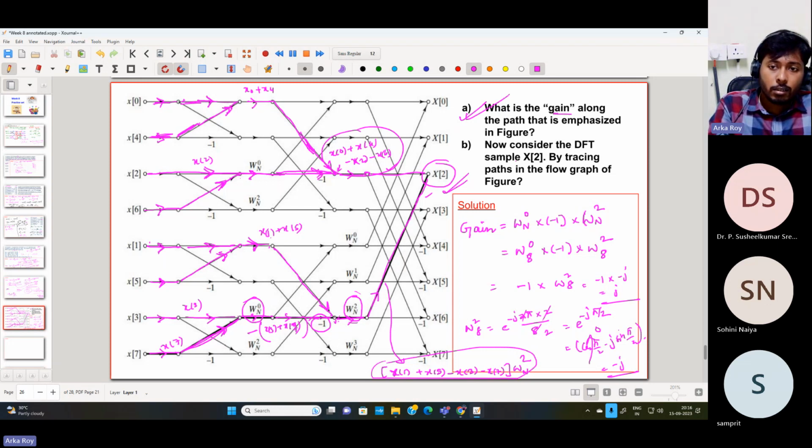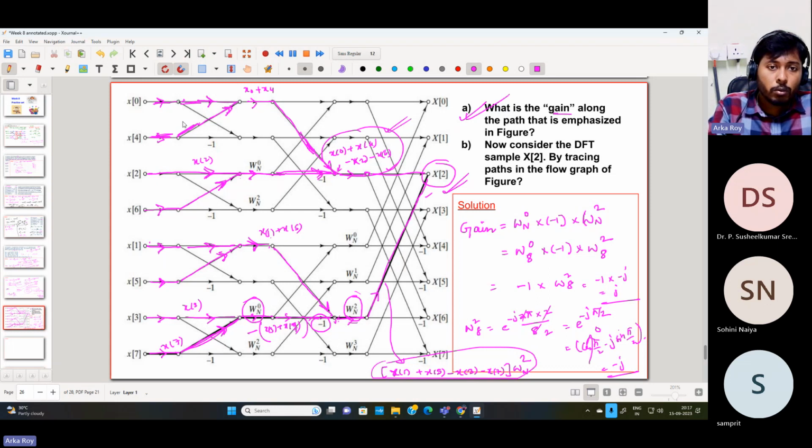Because it will be very difficult to draw the same structure on the next page, I have tried to replicate the final answer on this page only. Otherwise, it would be very difficult for me to replicate this whole structure on the next page.